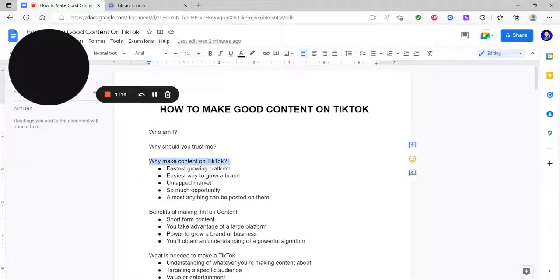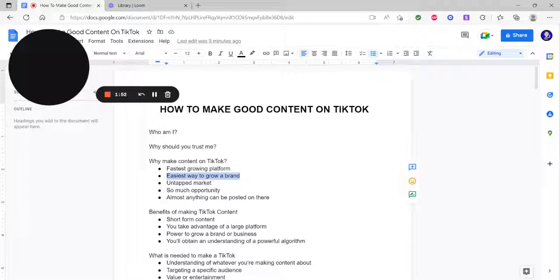Why make content on TikTok? Well, it's the fastest growing platform. Literally every second, there are 8 new users on TikTok. Every second. Just think about that. Millions of people use it daily, billions of views on a consistent basis. It is the biggest platform right now, and one of the hottest platforms right now. So it's best that people get on TikTok and start making a brand for themselves, or maybe growing their own brand if they have one.